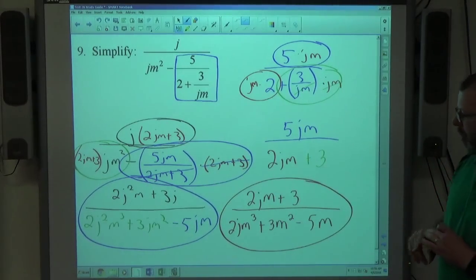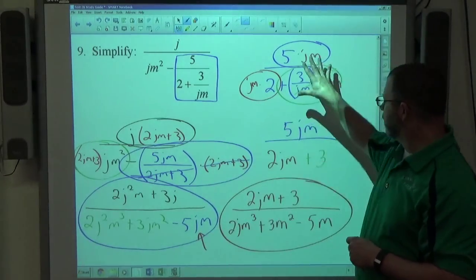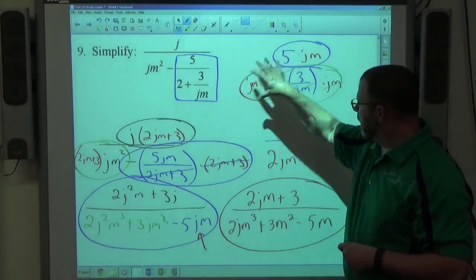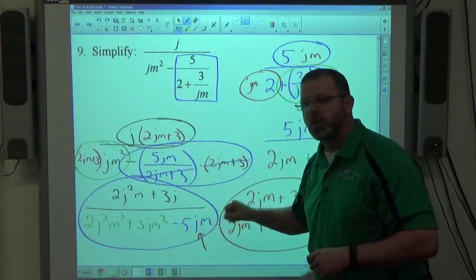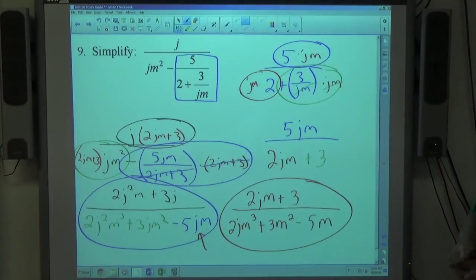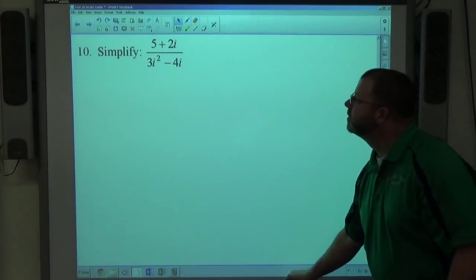Most people mess up on this one term here because they didn't go through this process. So do take that out, fix it, put it back in, and this term tends to be the right term at that point. Number 10, simplify.